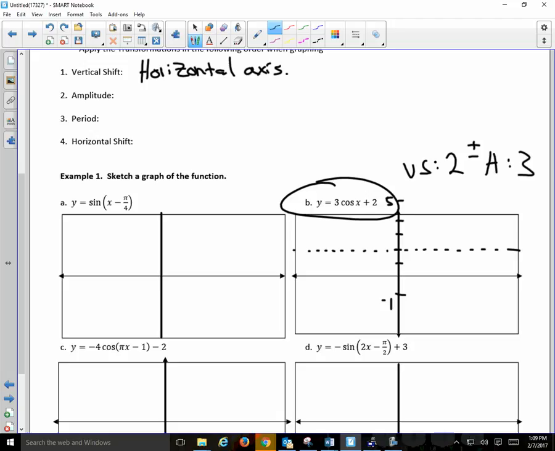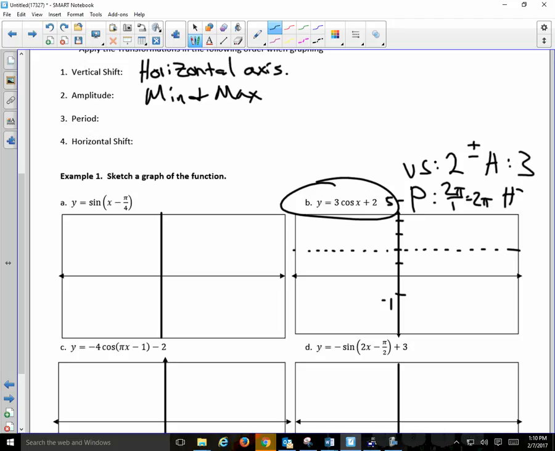So you see how I came up with 5 and -1? 5 is my maximum value, -1 is my minimum value. I took 2 plus 3 to get my maximum value and 2 minus 3 to get my minimum value. So for the amplitude, mark off your min and your max. Then the period, which we talked about yesterday, is 2 pi divided by b. What's the b value in this situation? It's the number in front of x. 1. So 2 pi divided by 1 is 2 pi.